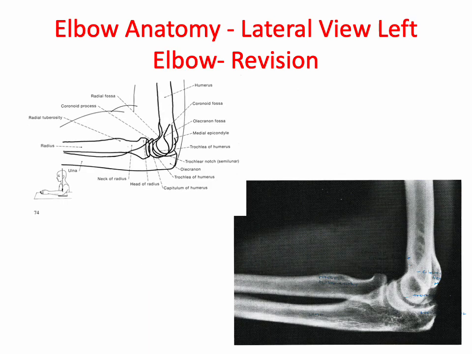And on lateral radiograph, again, distal humerus here. We have the olecranon, which slides into the olecranon fossa. We have the coronoid process, which slides into the coronoid fossa, radial head and neck, radial tuberosity, and the ulna.